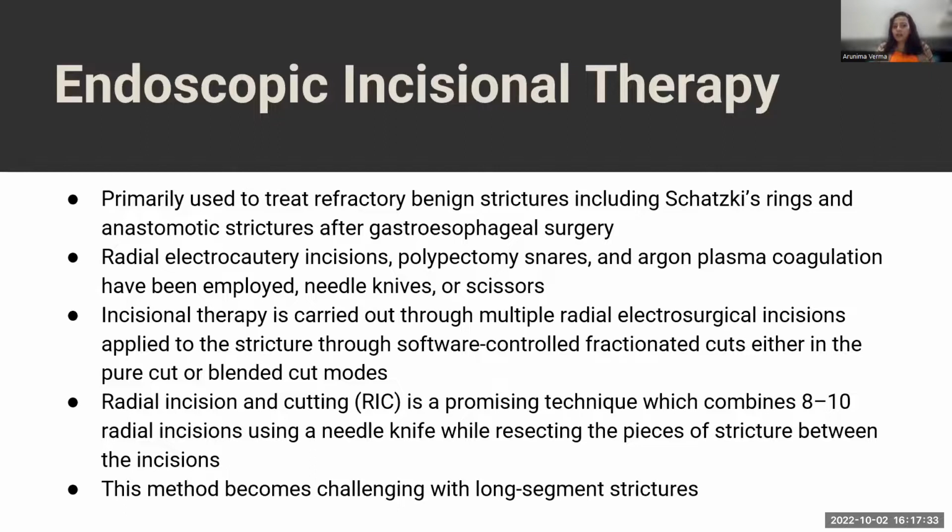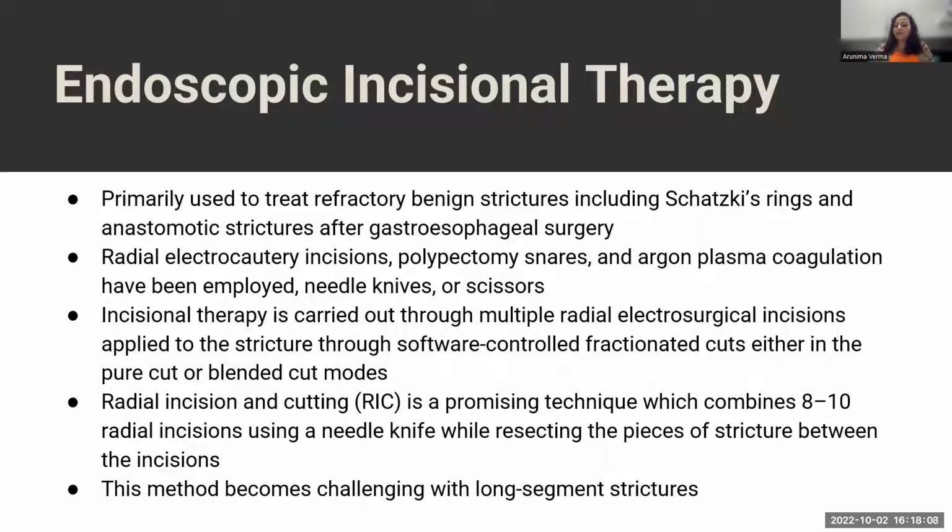Endoscopic incisional therapy is the latest, which is used to treat refractory strictures, especially those like Schatzki's rings and anastomotic strictures after gastroesophageal surgery, where radial electrocautery incisions are used. Also in use are polypectomy snares and argon plasma coagulation, and for the electrocautery, needle knives or scissors are available. Incisional therapy is carried out through multiple radial electrosurgical incisions, applied to the strictures by controlled software, fractionated by a pure cut or blended mode.